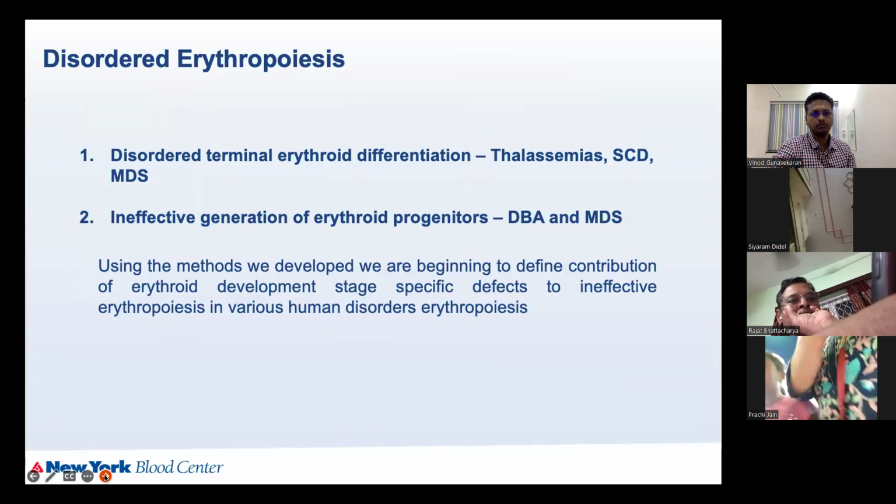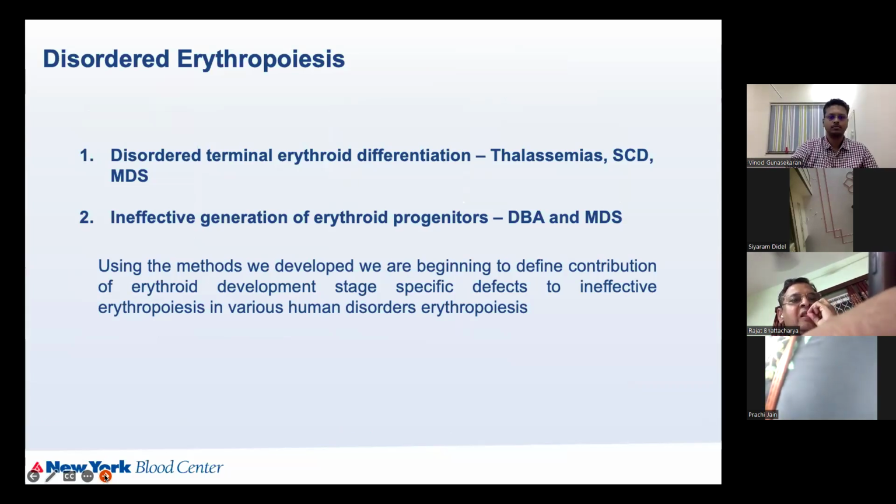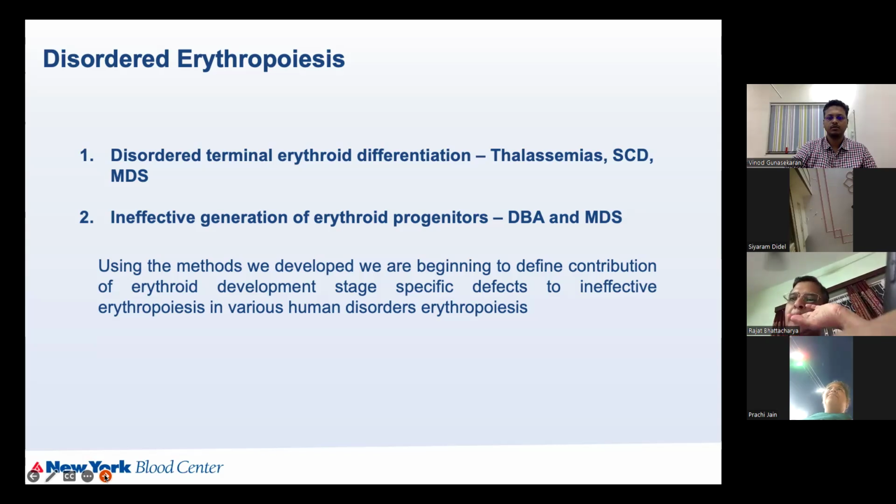So basically, I'm now very briefly going to talk to you about how we are using this methodology to study ineffective erythropoiesis in thalassemia and sickle cell disease and MDS during terminal differentiation, and also ineffective generation of erythroid progenitors in Diamond-Blackfan anemia and MDS. Next slide.